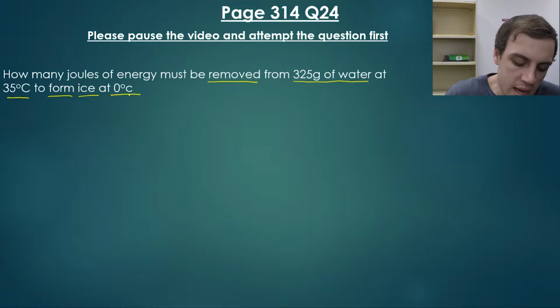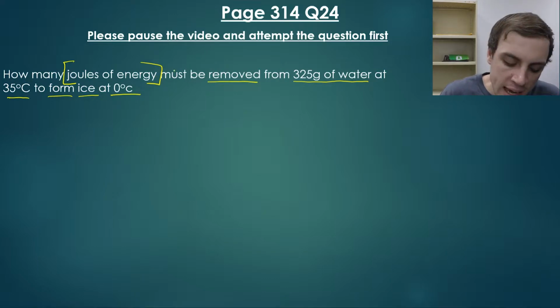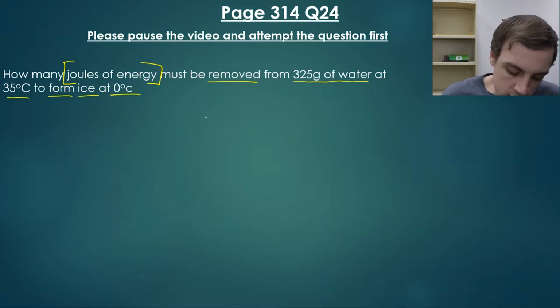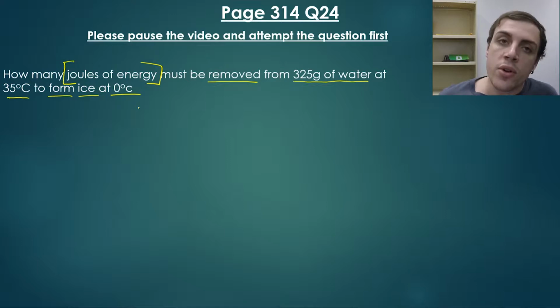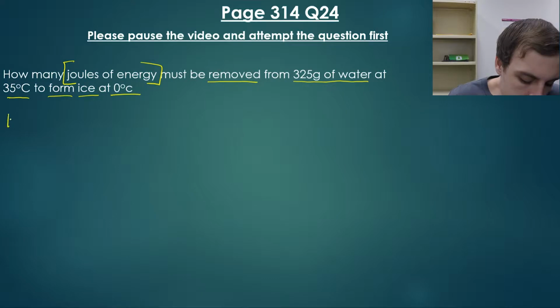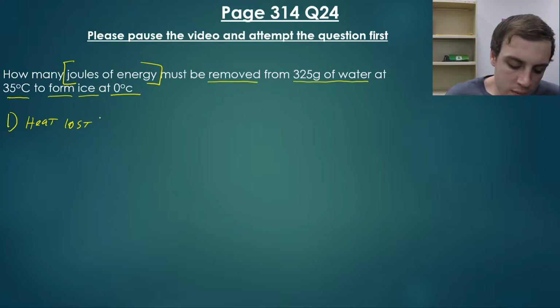The question is asking how many joules of energy, so it wants to know how much heat or energy is being removed. The key pieces of information are that we have 325 grams of water at 35 degrees, and we want to see how much energy we have to withdraw to turn it into ice at 0 degrees. So this requires two different things. Our first step is to determine the amount of heat lost to cool it from 35 degrees to 0 degrees.